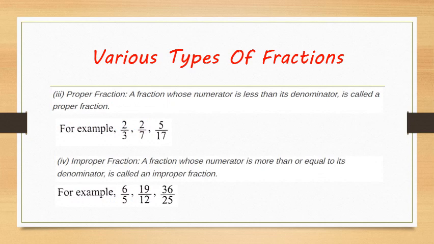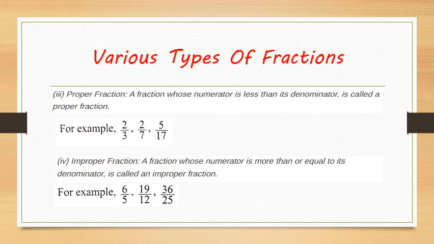Proper fraction. A fraction whose numerator is less than its denominator is called a proper fraction. For example, 2 by 3, 2 by 7, 5 by 17, all these are proper fractions. Why? Because here in every case the numerator is smaller than the denominator.